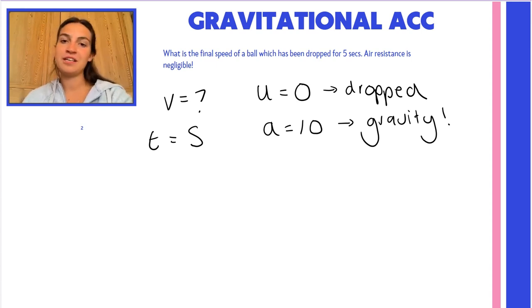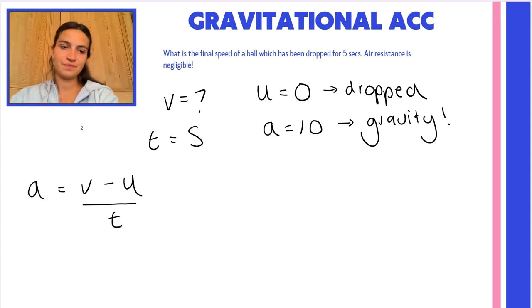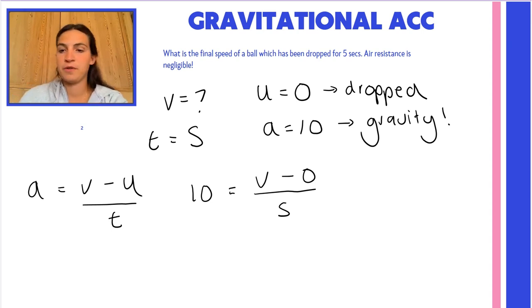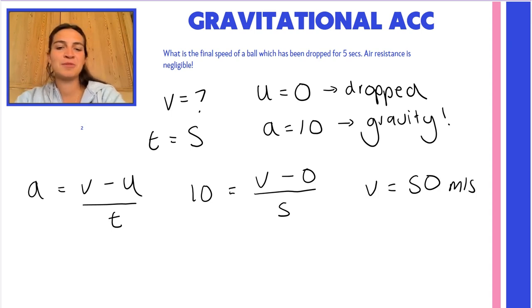So I'm going to use my first SUVAT equation. a equals v minus u over t, and let me put them all in the correct place in my equation. 10 is v minus 0 divided by 5. Now I need to multiply both sides by 5 so that I get 50 is equal to v minus 0. So 50 is equal to v meters per second.